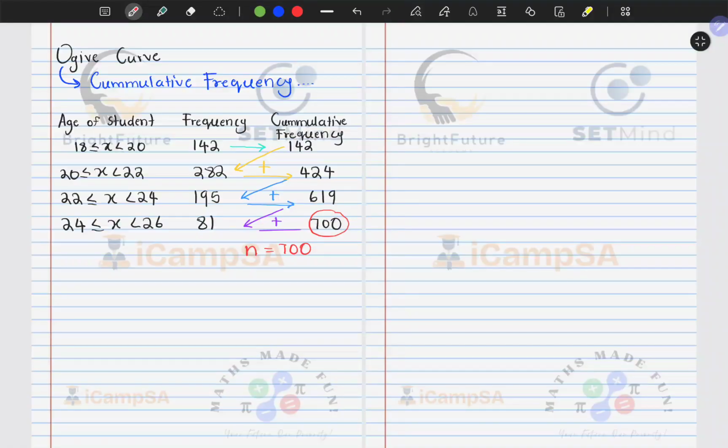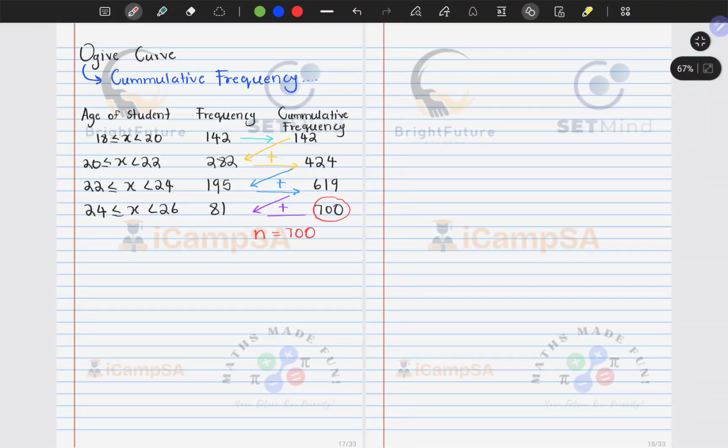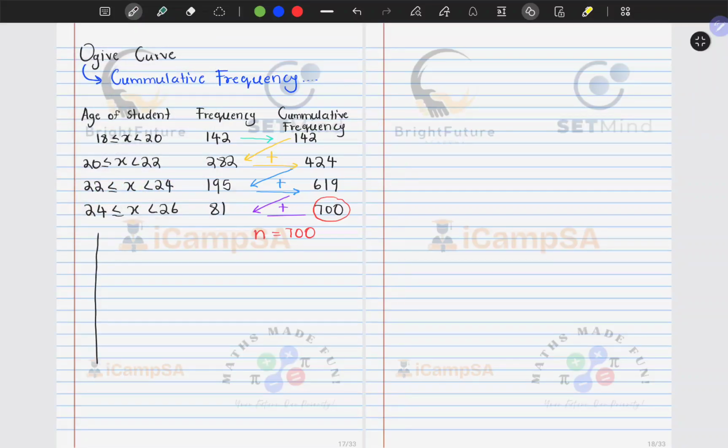Okay. Now with this out of the way, we can go ahead and do our plot. Okay. So let's quickly put up our axis here. So we're going to have our vertical axis and our horizontal axis.